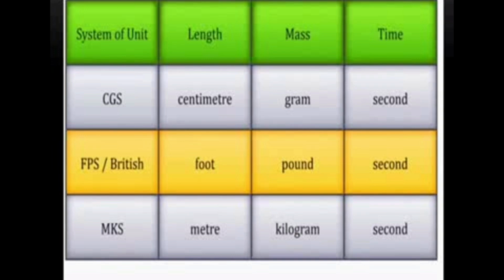Then another system, the metric system, is called the MKS system. That system has meter, kilogram, and second. The FPS system is also called the British system. The last one is the MKS system, which is based on meter, kilogram, and second, the three basic units of measuring length, mass, and time respectively. So these are the three types of measurement system.